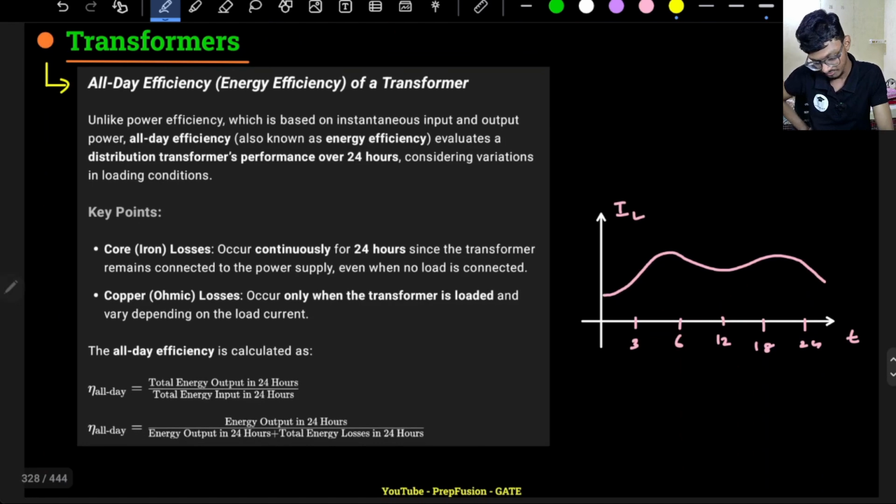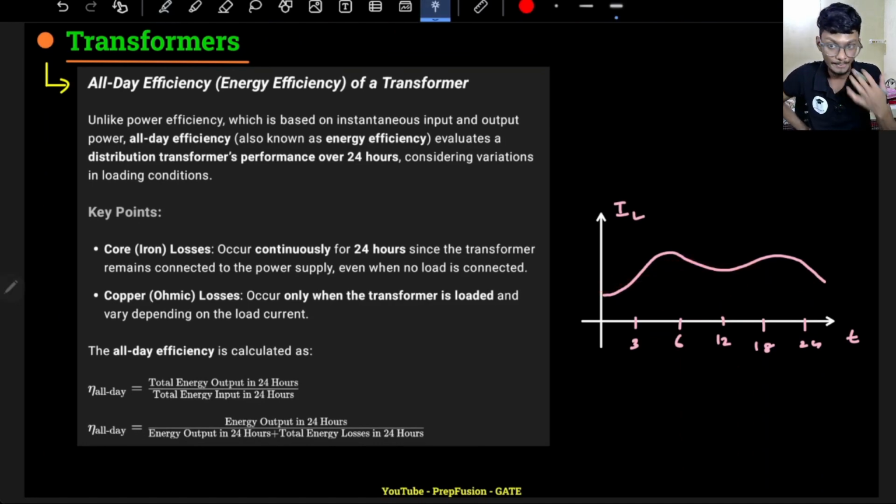If my load is varying throughout the day, it would be best to compute the all day efficiency rather than just efficiency, because I cannot measure how the transformer will perform if the load is varying throughout the day. So you go to the manufacturer and you know your loading demand in your city, in Kolkata or in Bangalore, anywhere. You give this graph to the manufacturer, and the manufacturer will calculate all the efficiencies, and whichever transformer's all day efficiency is best, that transformer will be given to you.